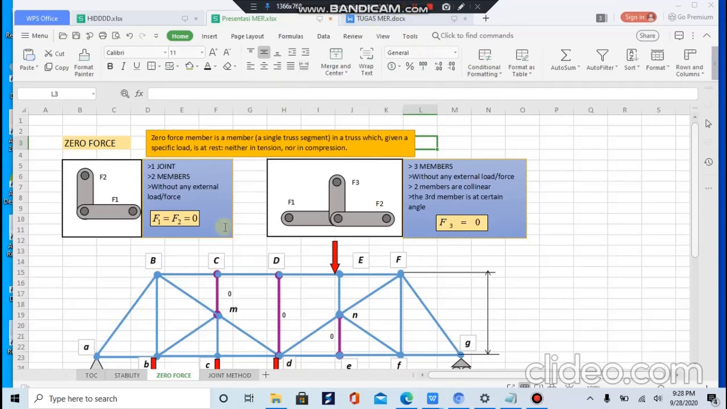If the pin has an external force or moment applied to it, then all of the members attached to that pin are not zero force members. Examples: 1. If two non-collinear members meet in an unloaded joint, both are zero force members. 2. If 3 members meet in an unloaded joint of which 2 are collinear, then the third member is a zero force member.